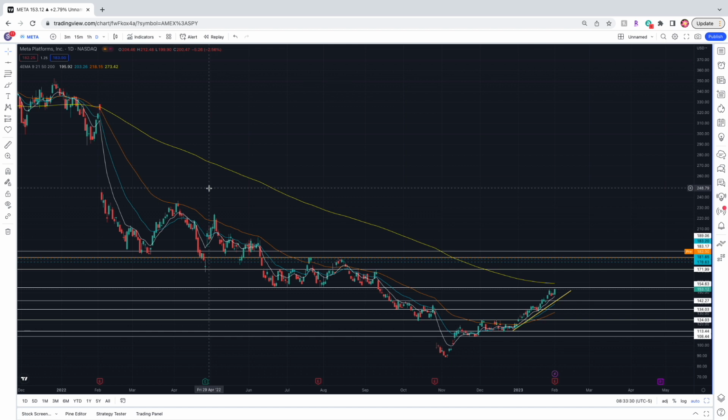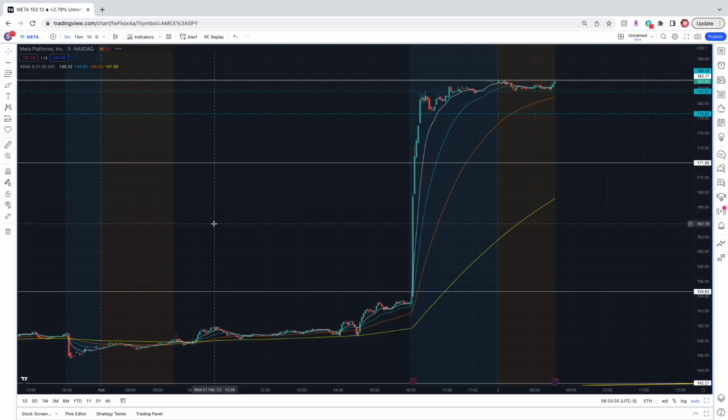If we do not continue up and we start to reject, I would use the smaller time frames. So for scalping, we're going to use our smaller time frames and our EMAs because that's really what we have to go off of.